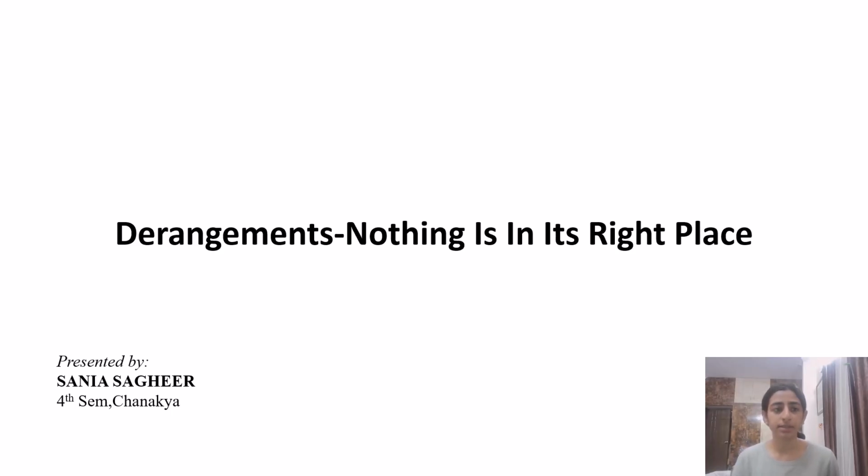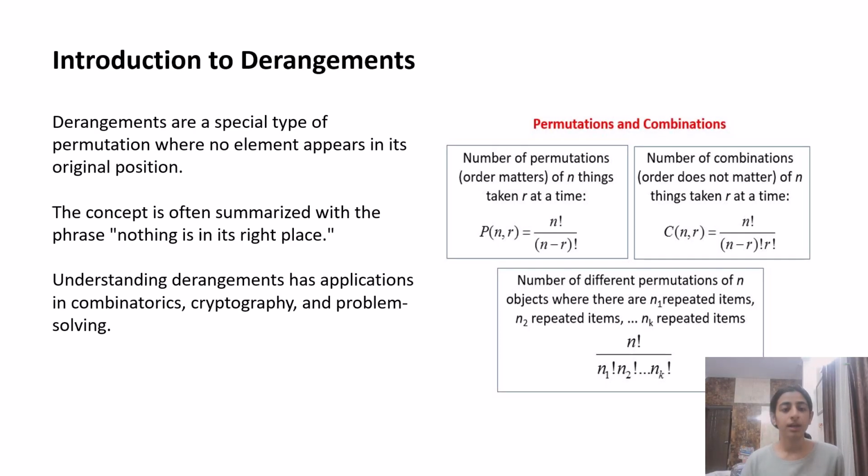Nothing is in its right place. Let us know what derangements are. Derangements are special types of permutation where no element appears in its original position. The concept is often summarized with the phrase "nothing is in its right place." Understanding derangements: applications in combinatorics, cryptography, and problem solving. Here we have a diagrammatic representation where we can understand it better, permutation and combination.